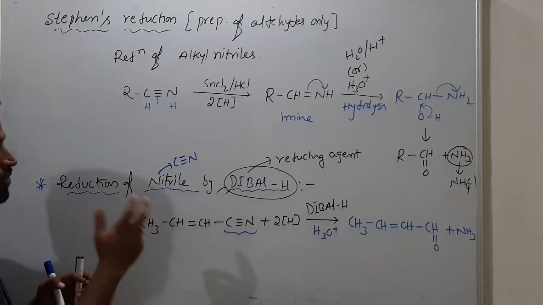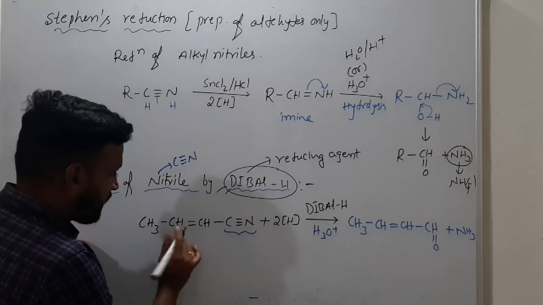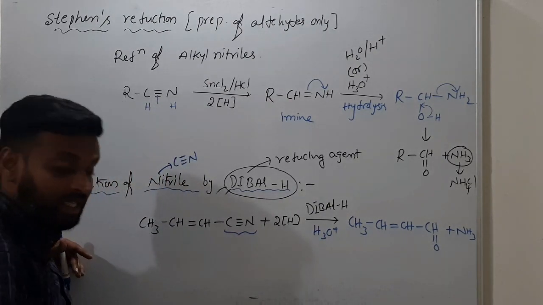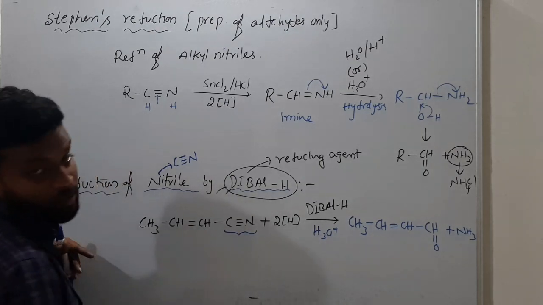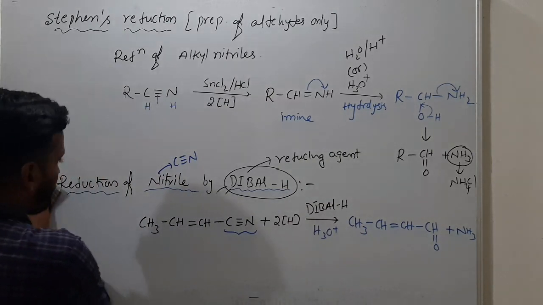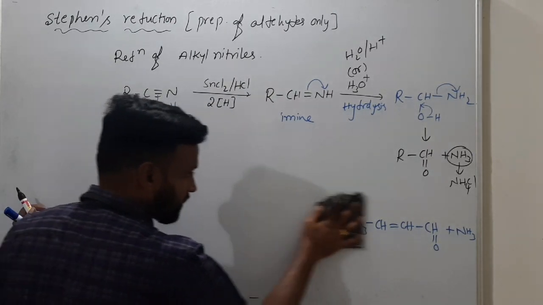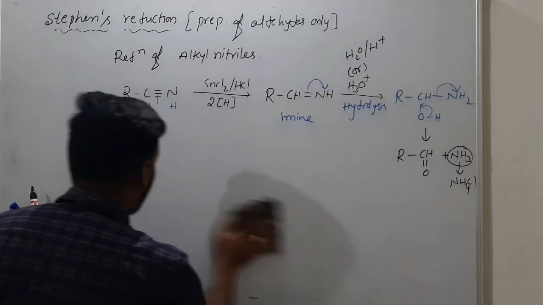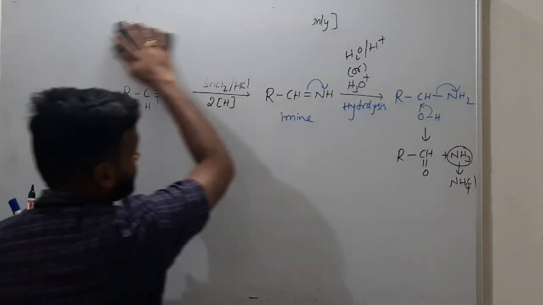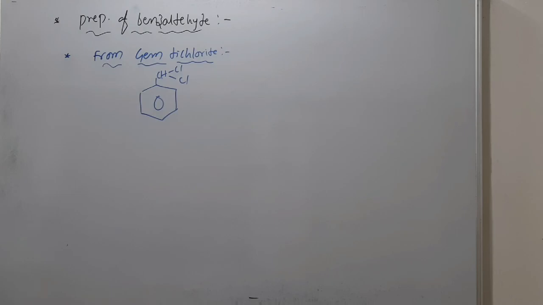So what is the use of this DIBAL-H? It cannot reduce; see, C double bond C is retained here. There is no reduction of this C double bond C. Got it? So this is the second preparation, nitriles reduction by DIBAL-H, and the other one is Stephen reduction. So Stephen reduction is also a preparation of aldehydes only.